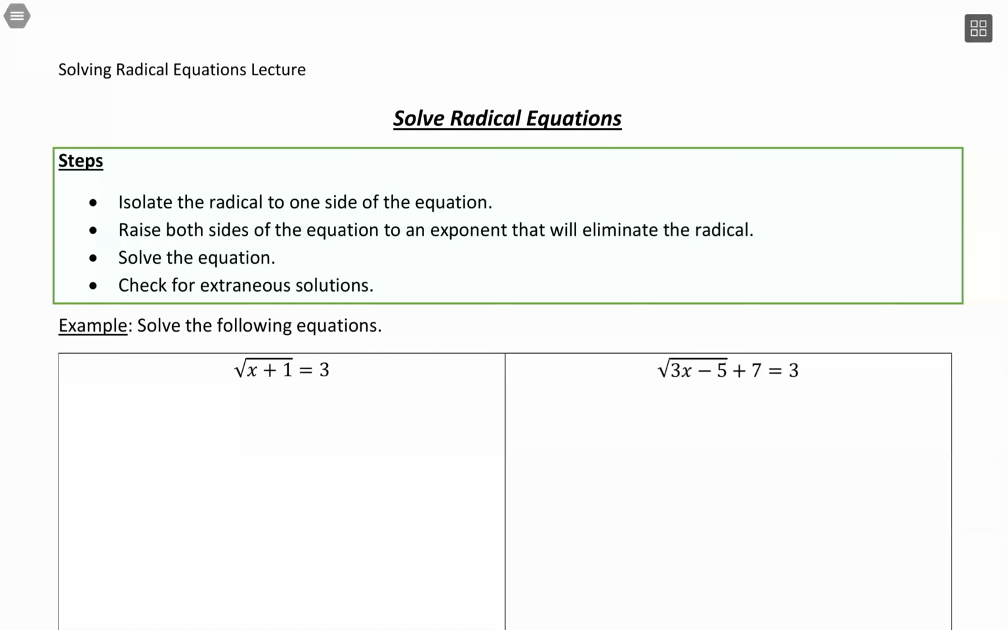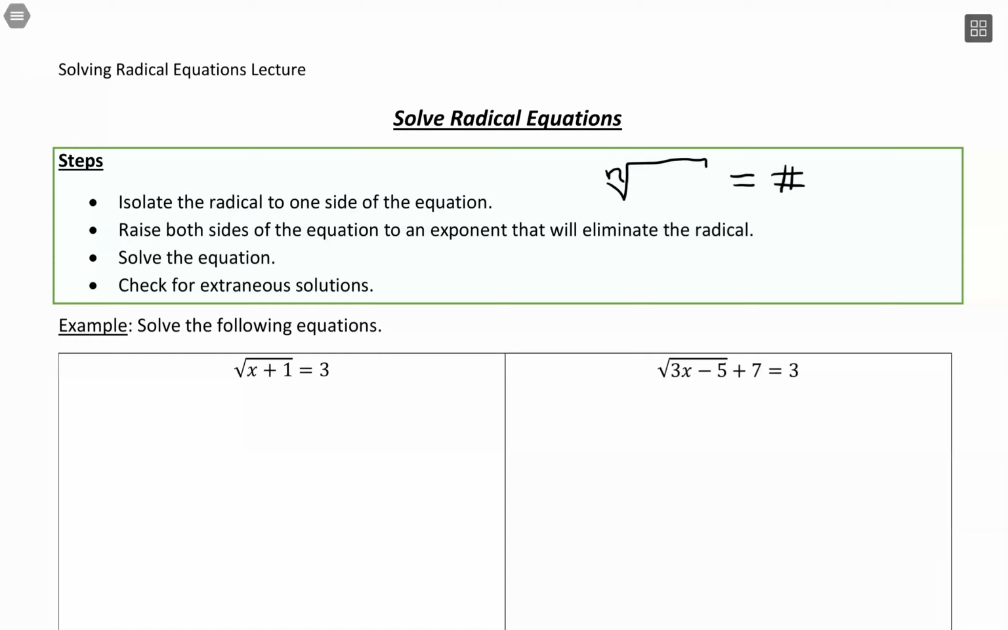So our general steps that we want to follow is that first thing we want to do is isolate the radical, meaning you want to get to a stage where you just have whatever root you're taking of whatever expression equal to, and then typically just a number on the other side. So you want to solve things so that you just have the radical symbol on one side and a constant on the other.